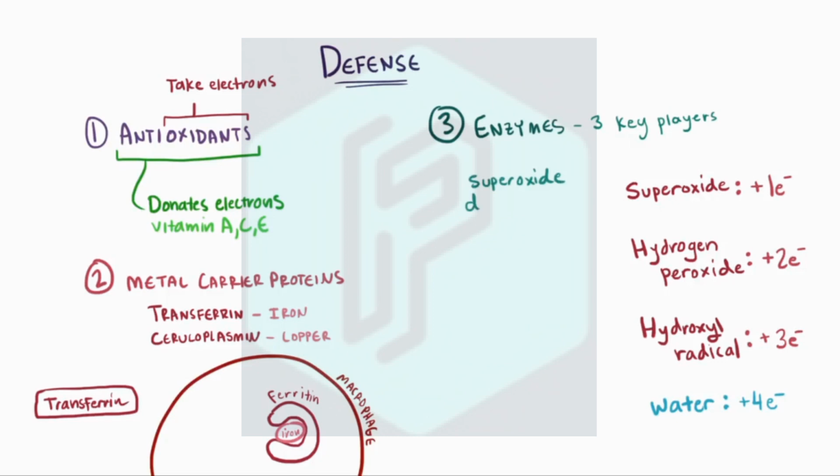Superoxide is taken care of by superoxide dismutase. That one's pretty easy. An enzyme called catalase takes hydrogen peroxide, and then hydroxyl free radical is taken by glutathione peroxidase, which is less intuitive, because maybe you think that that one should be for hydrogen peroxide, but it's not. So remember that glutathione peroxidase is for a hydroxyl free radical.